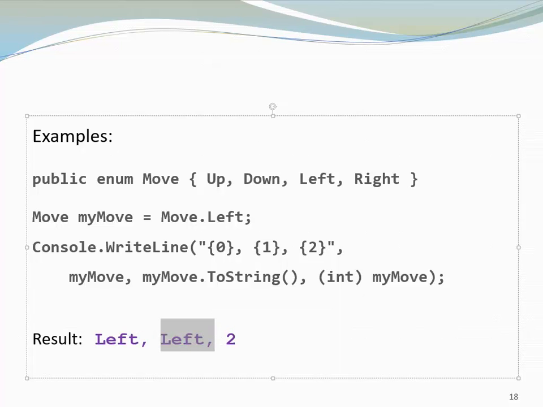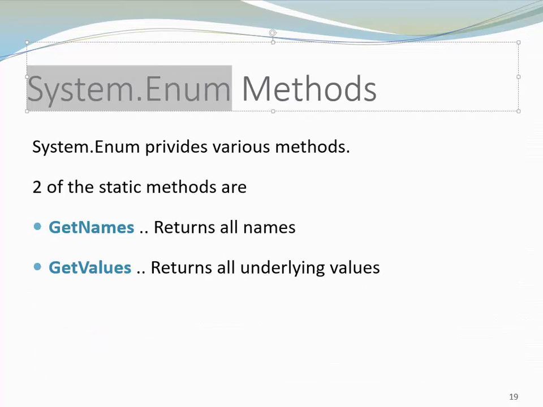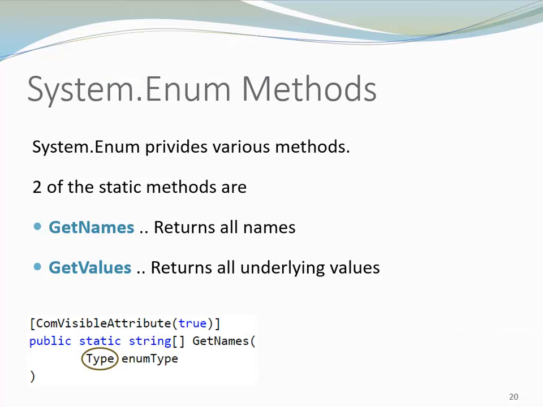The reason is the following. When I print my move, the toString method is called. That's what my writeLine method does, just like the print method would do it in Java for us. System enum has a whole number of different methods. I'm going to point out 2 static methods. One is called getNames, the other one is called getValues.